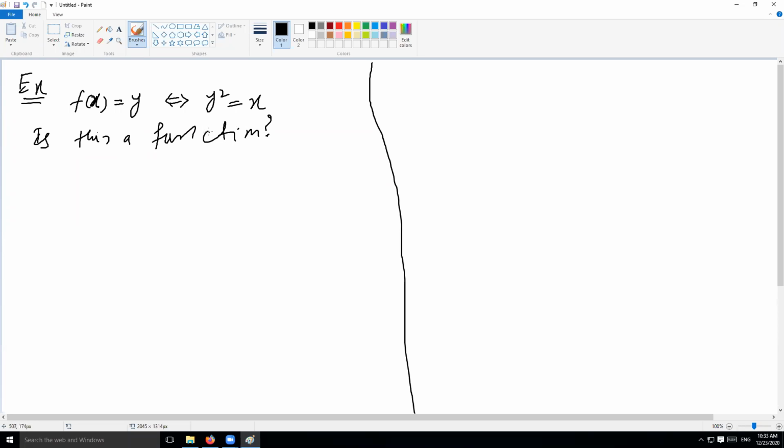Can I say it's a function? If I write it in a set theoretic way, I'm going to say that f is a collection of ordered pairs x and y, from where to where? From R to R. In fact, this R is going to be R plus, a set of positive real numbers, because a square of something cannot be negative, such that y square equal to x. So can I say this is a function?